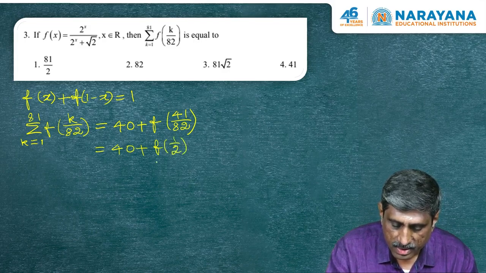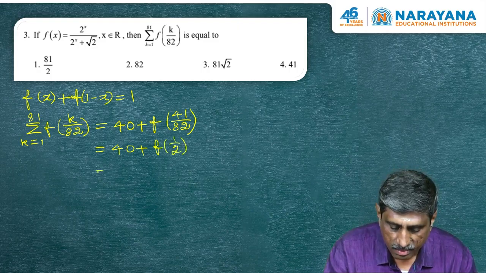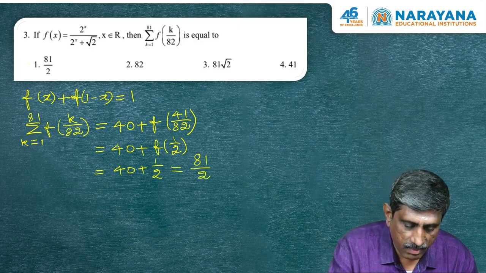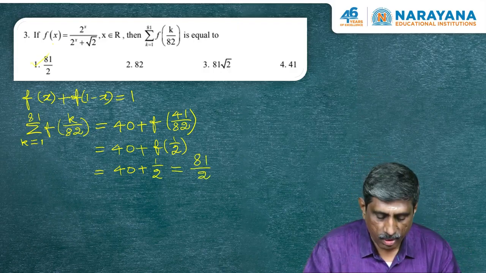When you substitute x is equal to 1 by 2 in the given function and simplify, we are getting 40 plus 1 by 2, which is 81 divided by 2. So, the answer is 81 divided by 2, which is the first option, a regular question.